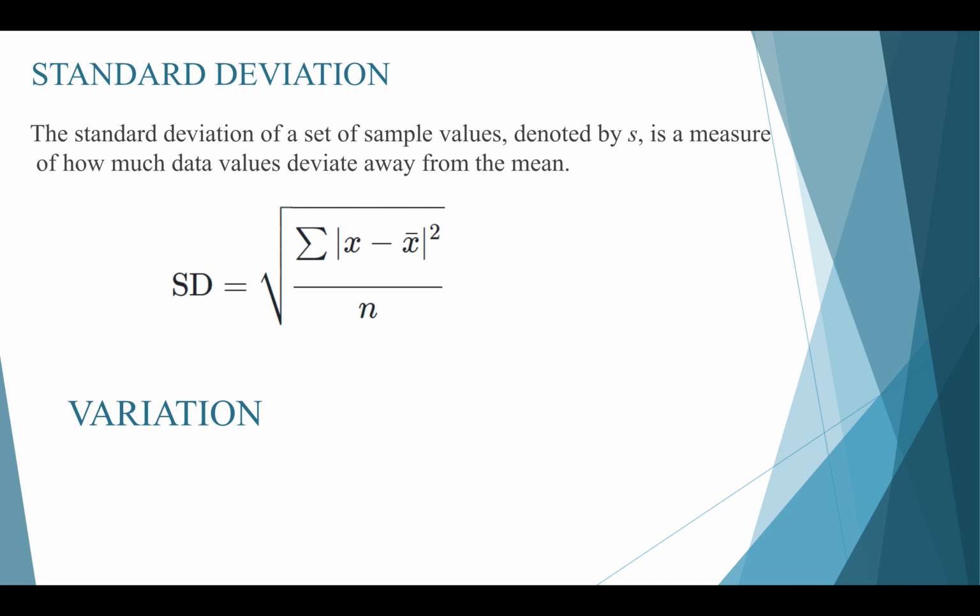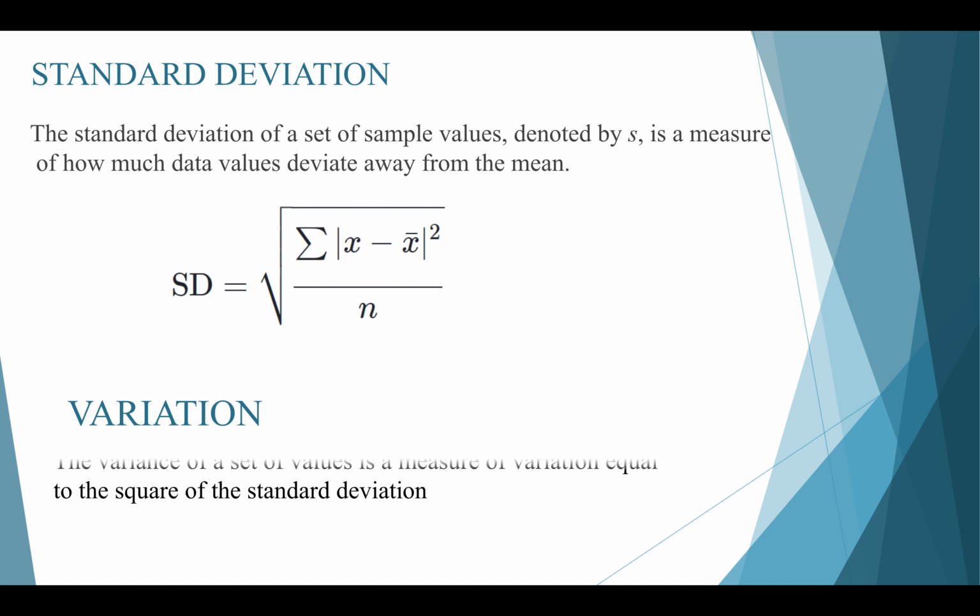Variation. We will also calculate the variance. The variance of a set of values is a measure of variation equal to the square of the standard deviation. There are actually three measures of variation: range, standard deviation, and variance. We will only be working with two in this video.